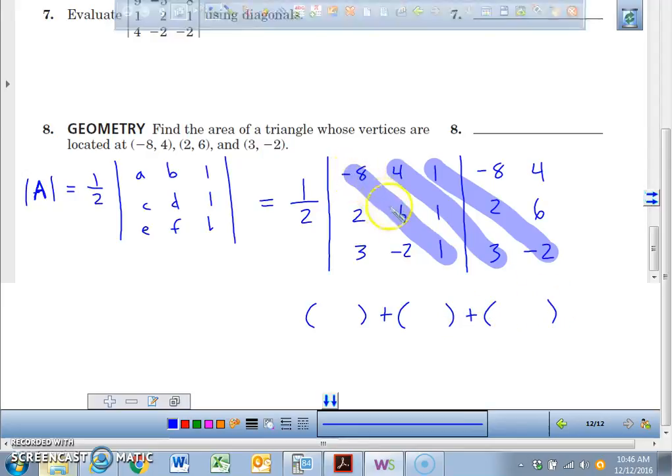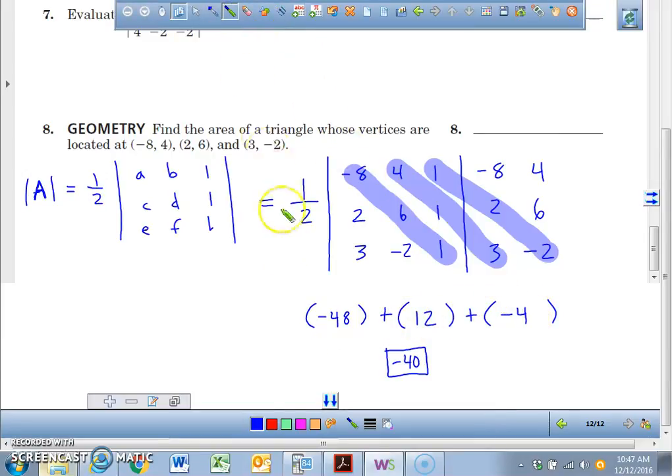The product of my first diagonal is -48. The product of my second is a 12. The product of my third is -4. Okay? If we add all of those together, you get a -40. So you get -40 if you add all of those products together.